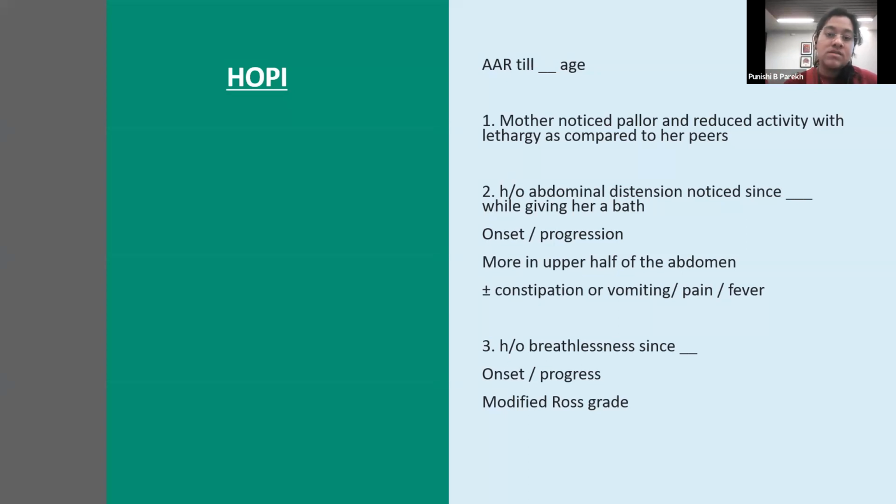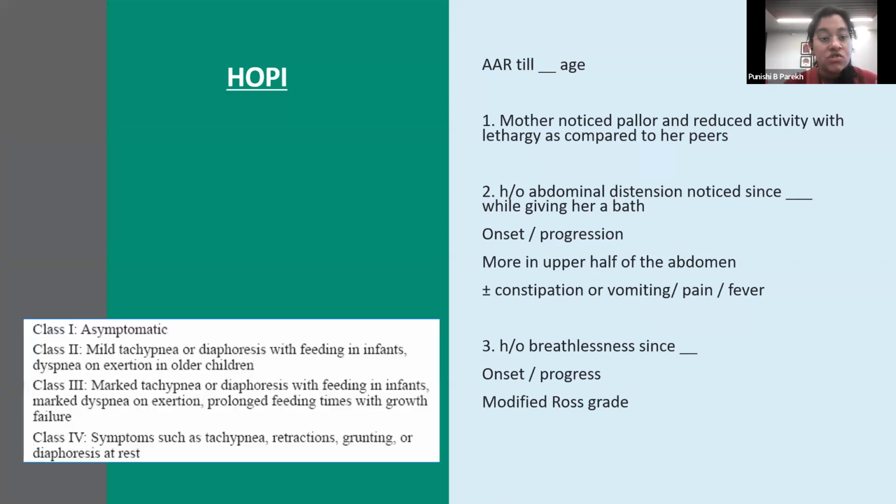The third one was breathlessness. Now, breathlessness, again, she's noticed for the past 1 week. Again, that has been insidious in onset, has been gradually progressive. And another way of describing breathlessness typically is what grade of breathlessness do you see? So, like you have the NYHA in adults, you have the modified Ross grade in children. Okay, so you have 1, 2, 3, and 4. The grading is pretty similar, just that the way you assess it is different.